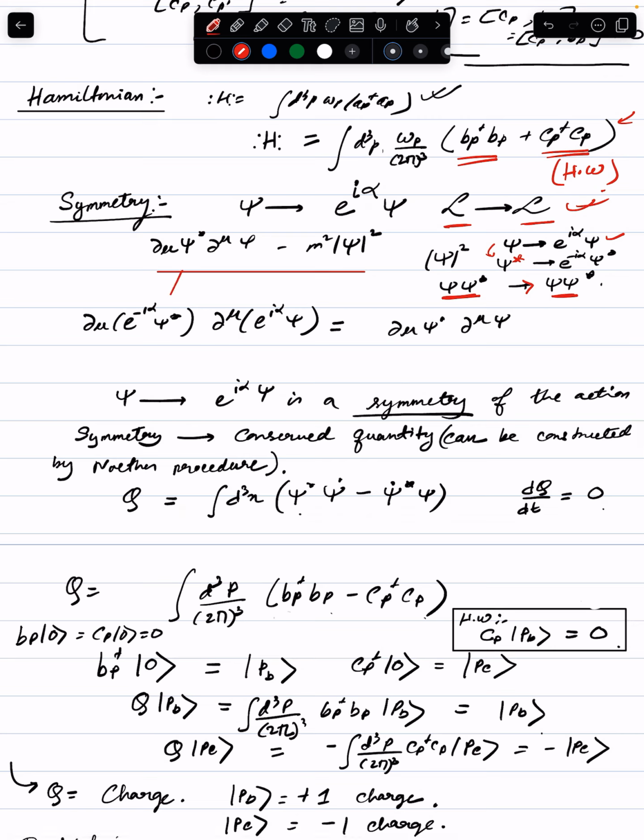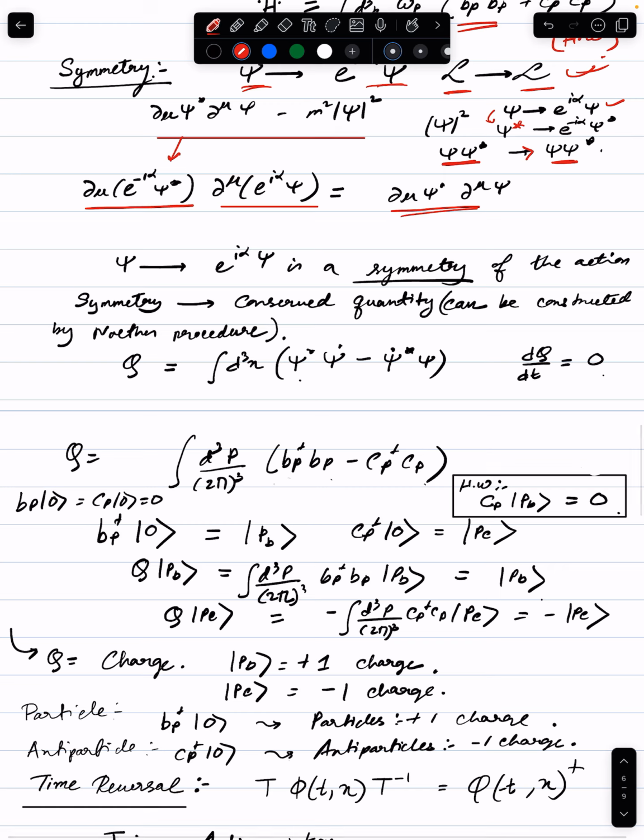Very similarly for the first term, I have del mu of e to the minus i alpha psi star, del mu of e to the power i alpha psi. Alpha is taken to be a constant, so it goes outside, and it will be minus i alpha and i alpha, which cancel, giving me once again the same thing. So the Lagrangian does not change under this transformation of the field. So psi going to e to the power i alpha psi is a symmetry of the action.